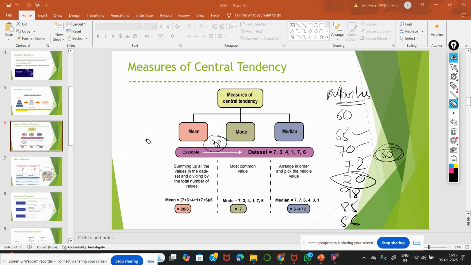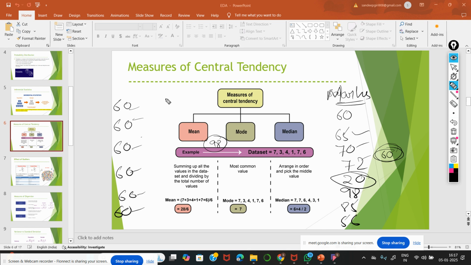What if I could have told you something like this? Marks obtained by students are 60, 60, 60, 60, 60, 60. Is there any variation here? There is no variation at all. All the marks are same only. There is no variation.